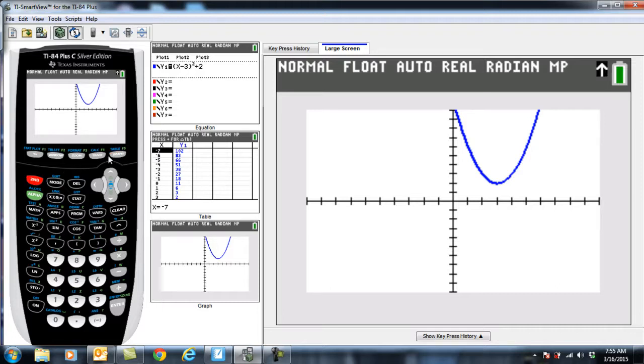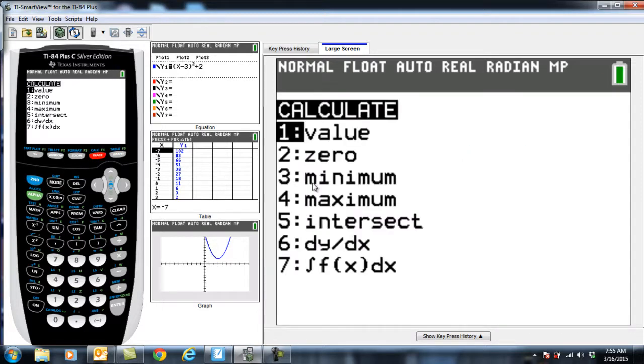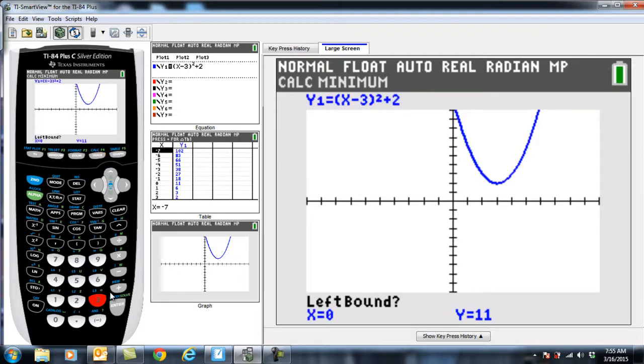So we're going to go to second and trace. And you will see that option number 3 is minimum. So we're going to hit option 3. And now it's asking you some questions. The first thing it says down here at the bottom is left bound, which means where's the left-hand side of the vertex? Well, right now, I can't see my cursor because it's up here at 0 and 11.